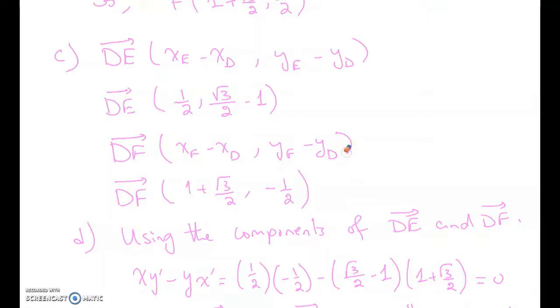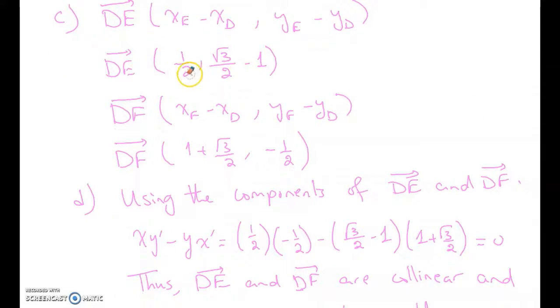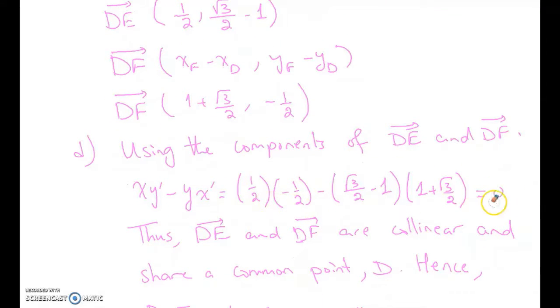Now, part D, show that D, E and F are collinear. Since we already have the components of vectors DE and DF, we can apply any rule we want. We can, for example, apply X over X prime, Y over Y prime, and check if they are equal, because here these are non-zero, so we can apply this. Or we can apply X times Y prime minus Y times X prime and prove that it's equal to 0. And this is what I did here. So using the components of the vectors DE and DF, I did X times Y prime minus Y times X prime. And using the calculator, you can check that this is equal to 0.